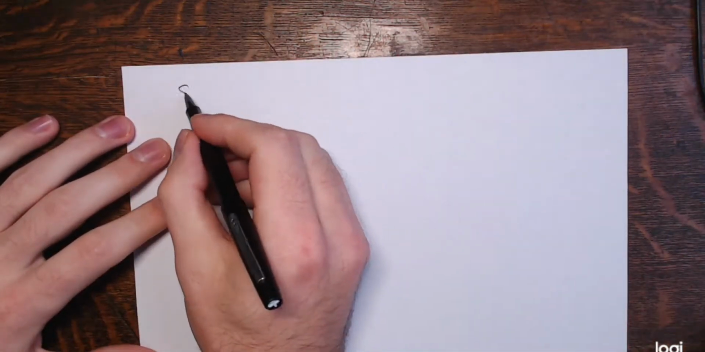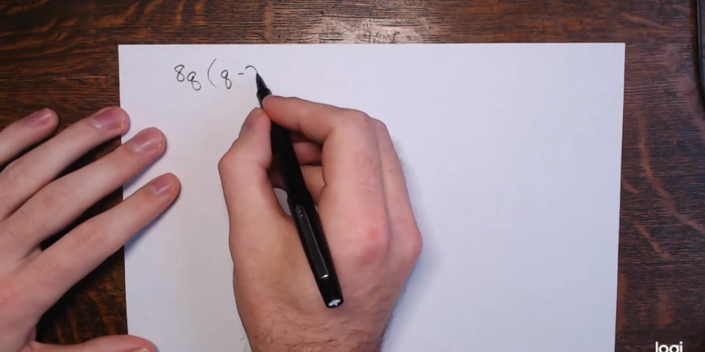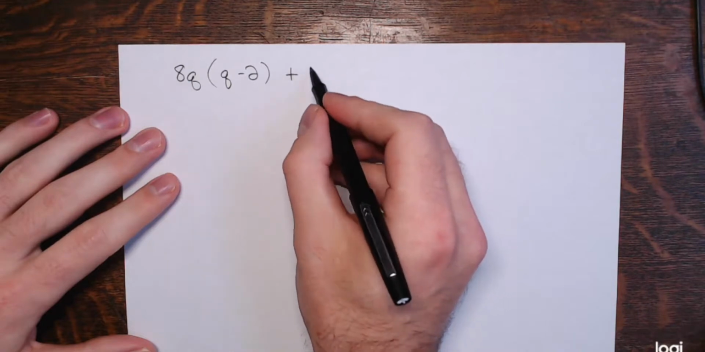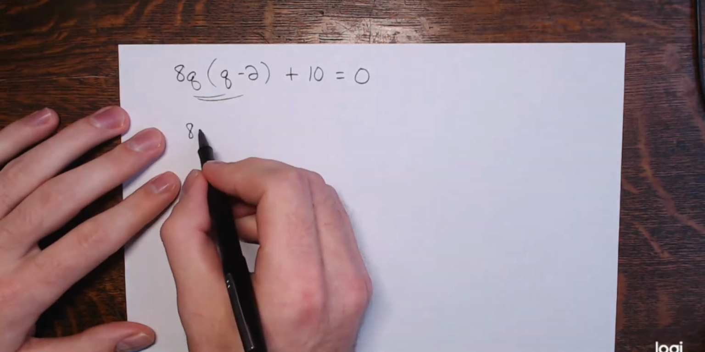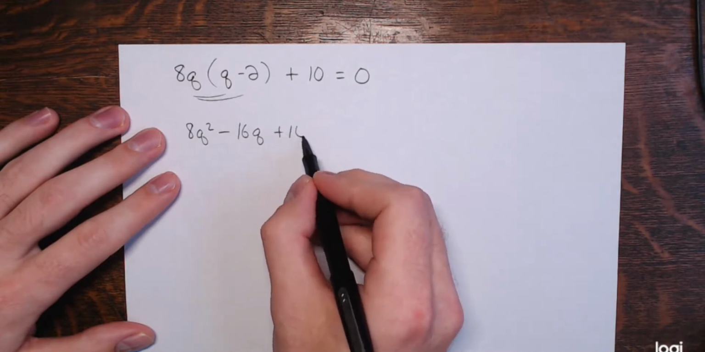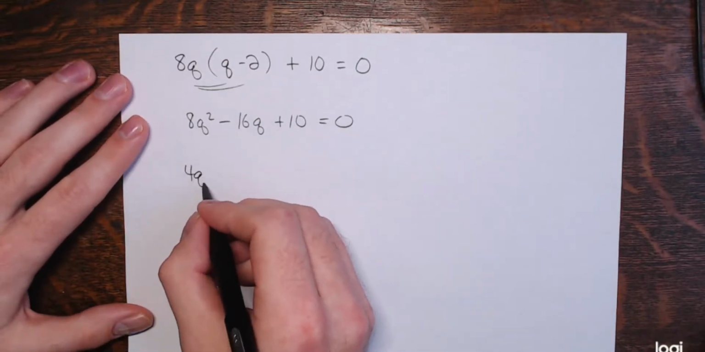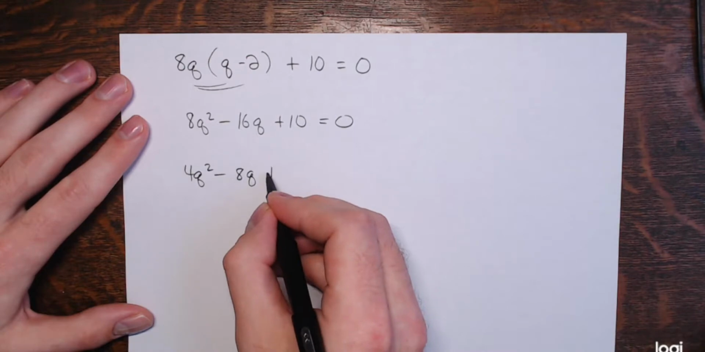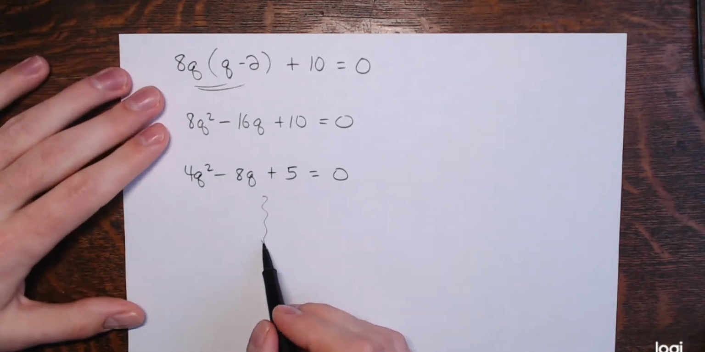All right, so this is 8q times the quantity q minus 2 plus 10 equals 0. Distribute the 8q here. You got 8q squared minus 16q plus 10 equals 0. And once again, I'm noticing all the coefficients are even. I'm just going to divide both sides by 2. 4q squared minus 8q plus 5 equals 0. Just to shrink the numbers in the beginning, make it easier on myself. And now that I have it in standard form, I can jump right to the quadratic formula.